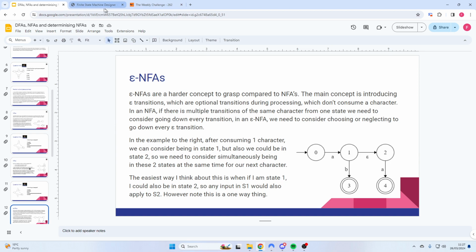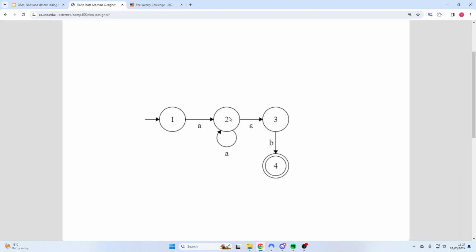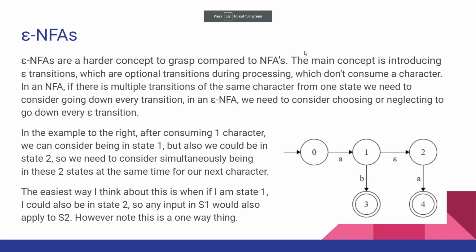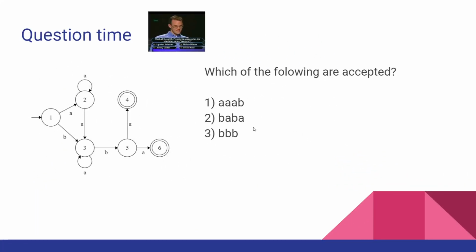And I also wanted to point out it's like a one-way thing. So when we're at 2, we can also be at 3. But just because we can be at 3 doesn't necessarily mean we can be at 2. I hope that's clear. So the way I always think about it is if I can be in state 1 here, I could also theoretically be in state 2. So any input which I'm considering from state 1, I also need to apply to state 2. But it is one way. Then we've got another question.